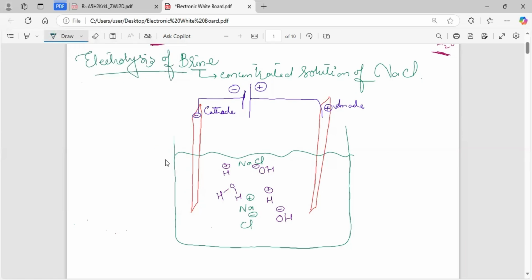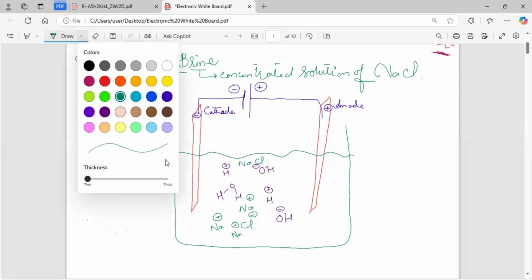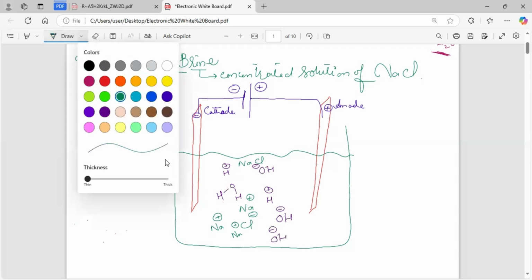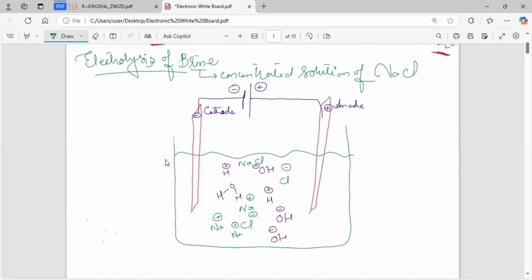We will have two types of cations, Na positive and H positive, in the solution, whereas we will have two types of anions, Cl negative ions and OH negative ions. But we also know that as it is a concentrated solution, the number of chloride ions will be much greater as compared to the OH negative ions. Same is the case with hydrogens. The H positives will be fewer as compared to the Na positive ions.